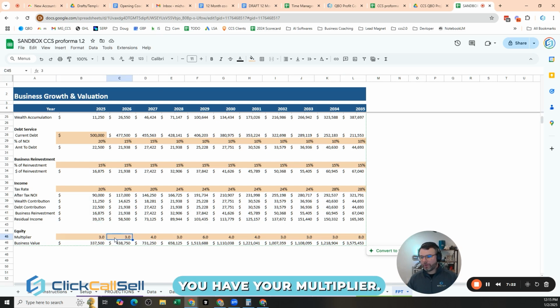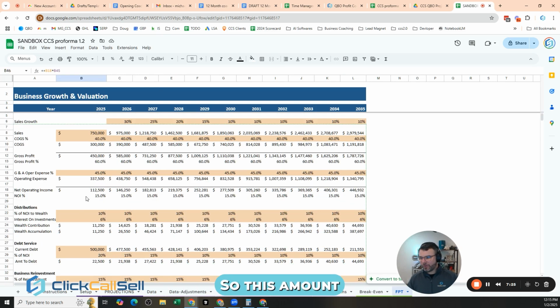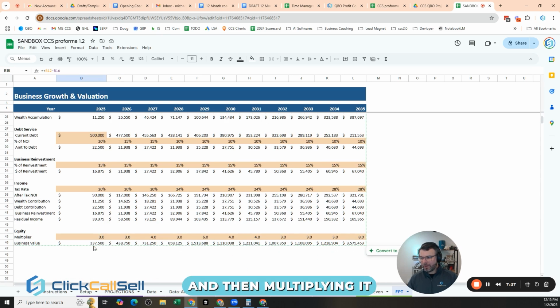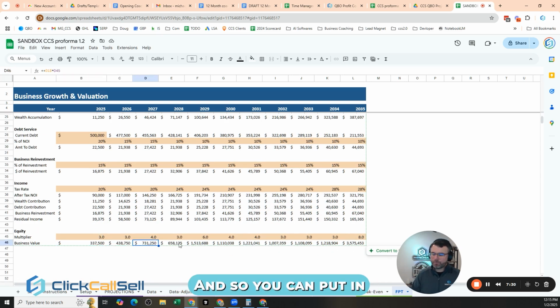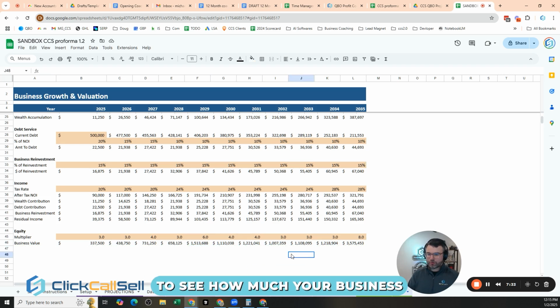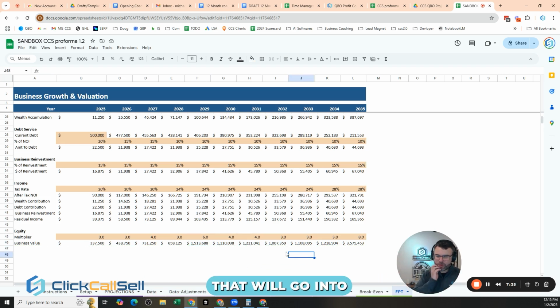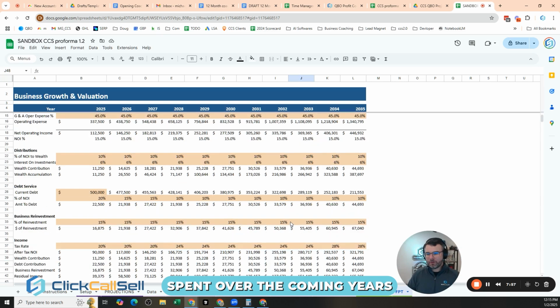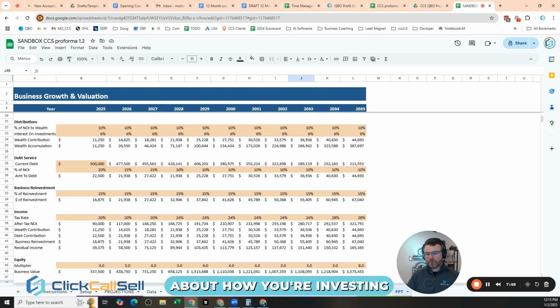So now you have your multiplier. This is basically just taking your net ordinary income, so this amount right here, your profit, and multiplying it by a number. You can put in whatever multiple you want to see how much your business is going to be worth. There's a million factors that will go into your industry and the multiplier for your industry, so it's impossible for me to say what that multiplier would be. I would suggest reaching out to some influencers, some people that are knowledgeable about mergers and acquisitions in your space, to find out what a target EBITDA or multiplier would be for your exit. But this allows you to see the income of your business and how it can be spent over the coming years, so that you can be strategic about how you're investing your money.